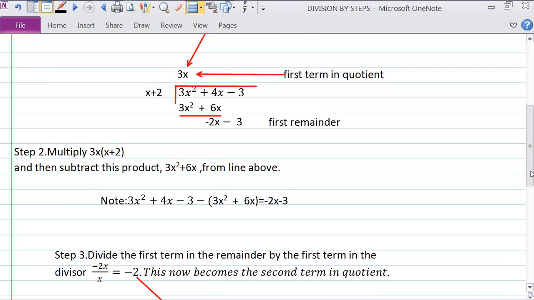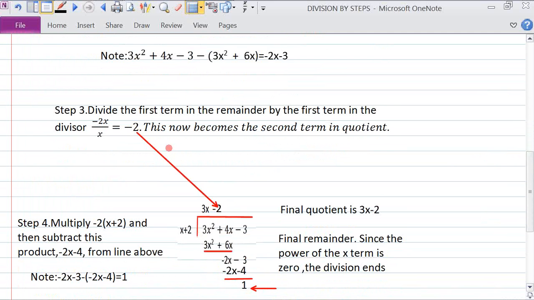So now we go to step 3. Divide the first term in the remainder by the first term in the divisor. So we're going to take minus 2x, which is the first term here, and divide it by the x here. So minus 2x divided by the first term here gives us minus 2. This now becomes the second term in the quotient. So we put that over here.